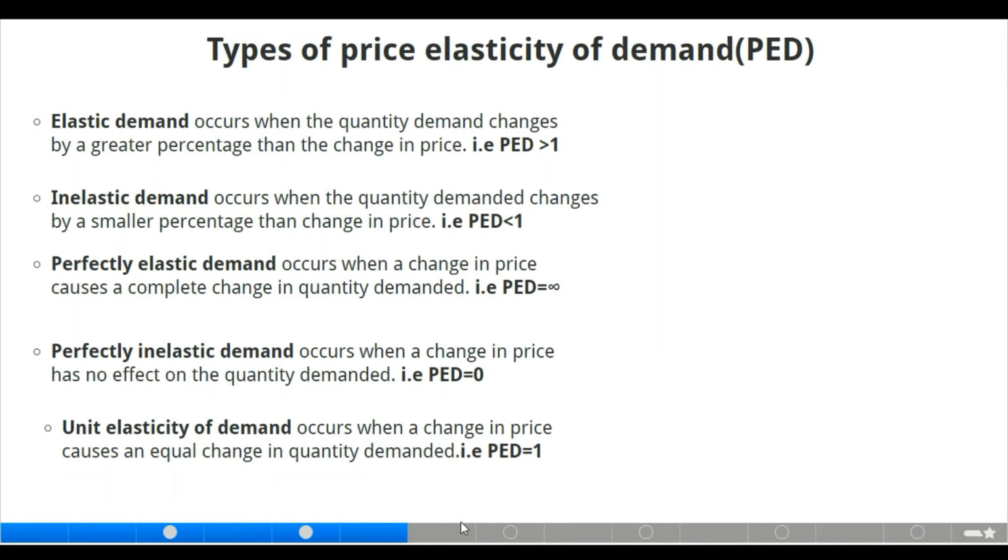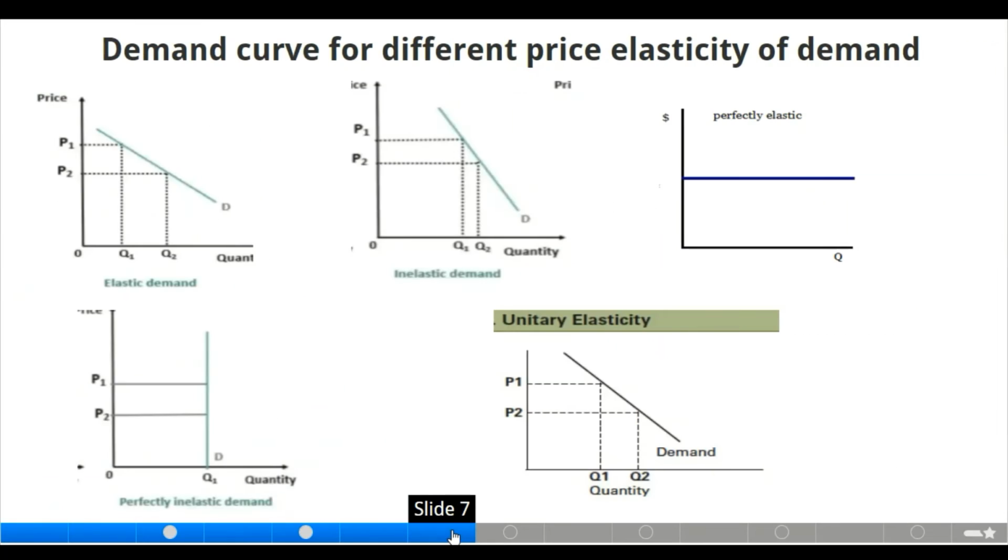And also we have unit elasticity of demand, which occurs when the change in price causes an equal change in quantity demanded. That is, our price elasticity of demand will be equal to 1.